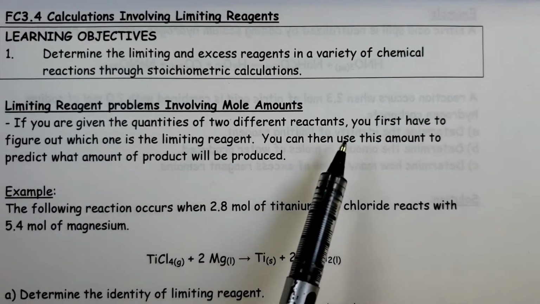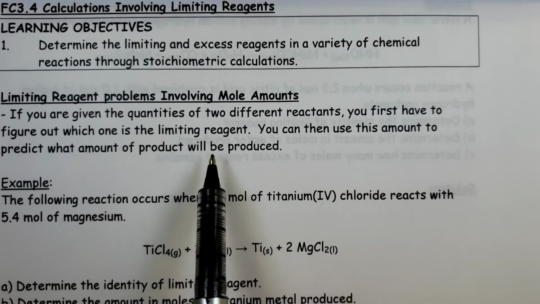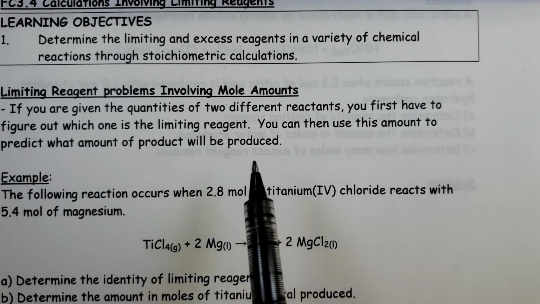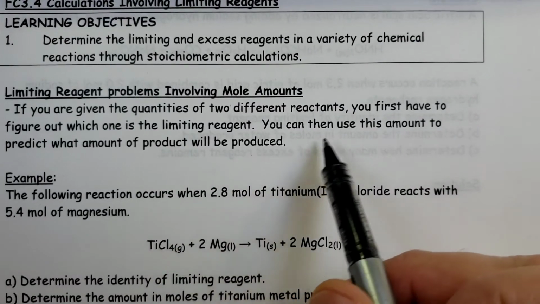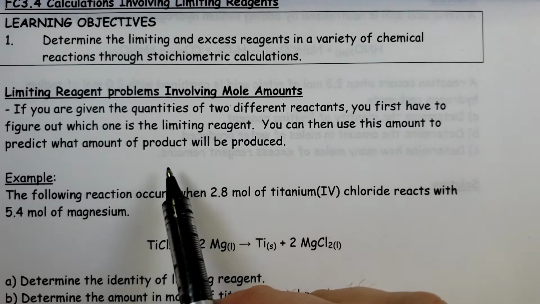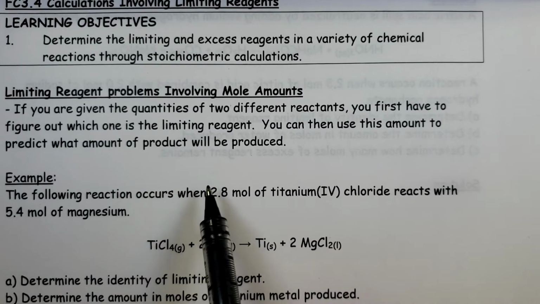If we look at this involving mole amounts, which will be this first part, if you're given the quantities of two different reactants, you first have to figure out which one is the limiting reagent. And of course, that's the one that's going to be used up completely. Then you can use that amount to figure out how much product will be produced.